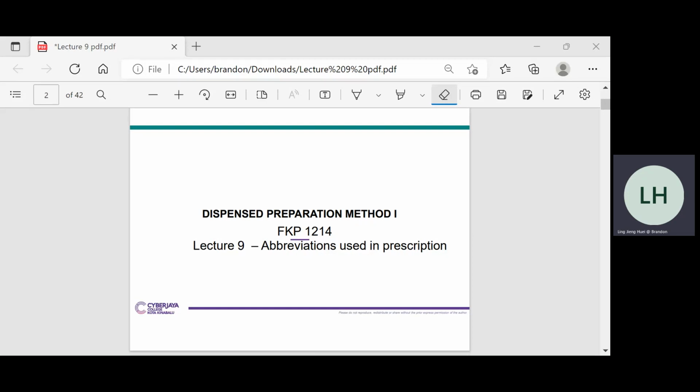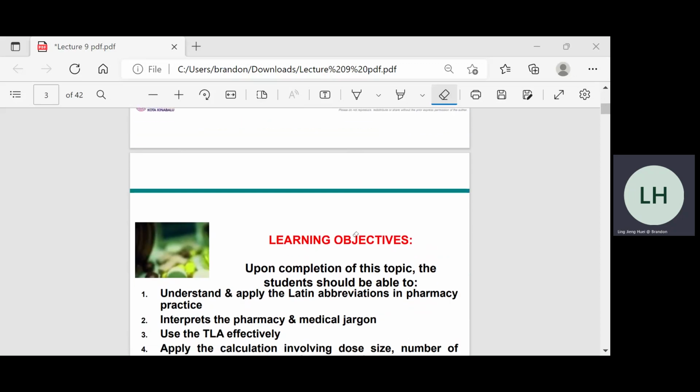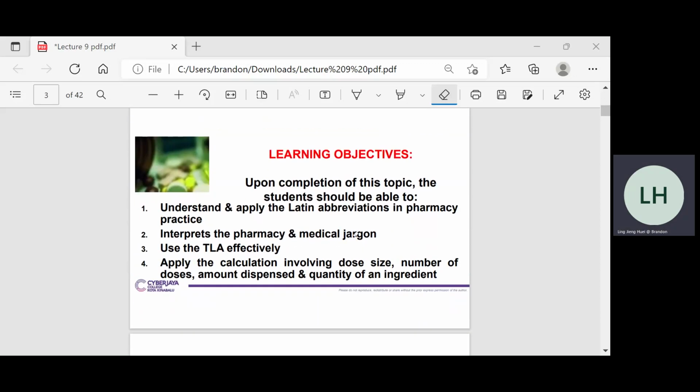Hi everyone, this is lecture 9, abbreviation use in prescription. So by the end of this chapter, all of you should be able to, number 1, understand and apply the Latin abbreviations in pharmacy practice. Number 2, interpret the pharmacy and medical jargon. Number 3, use the TLA effectively. Number 4, apply the calculations.